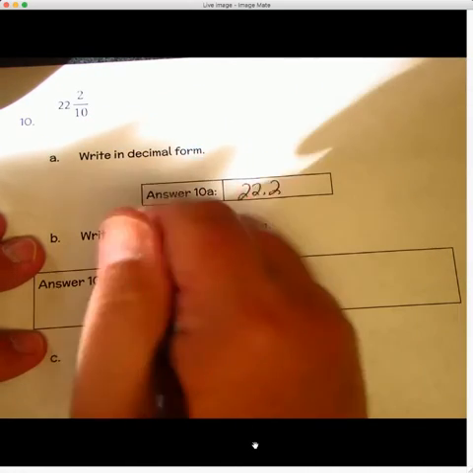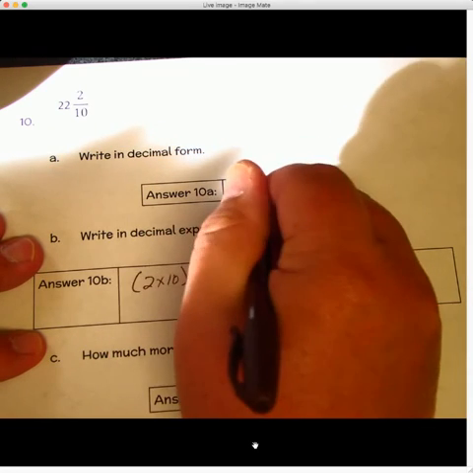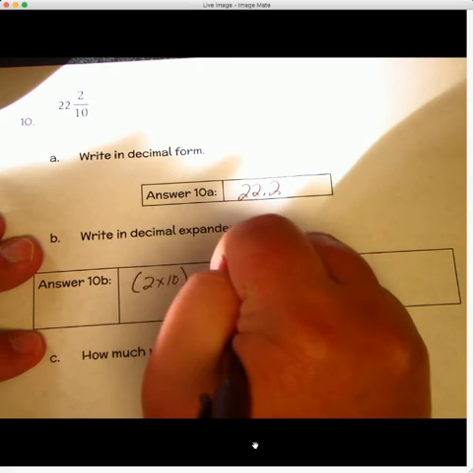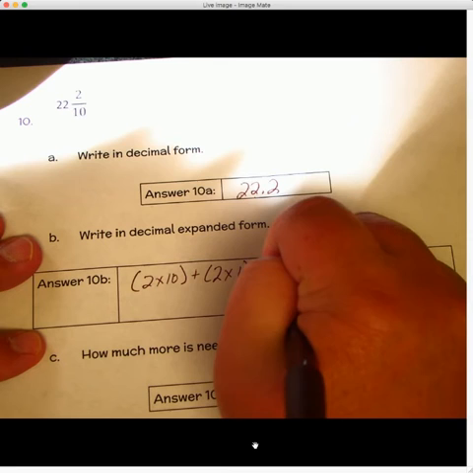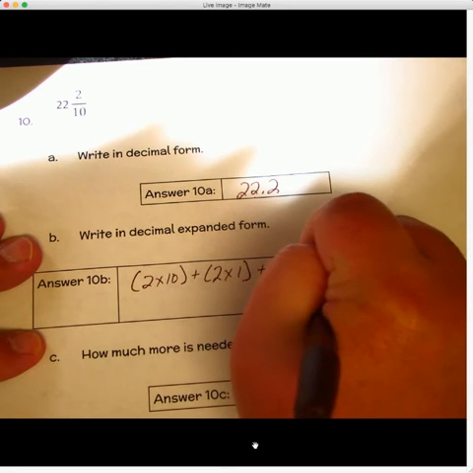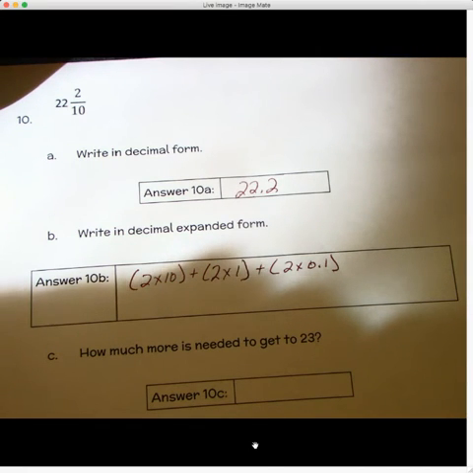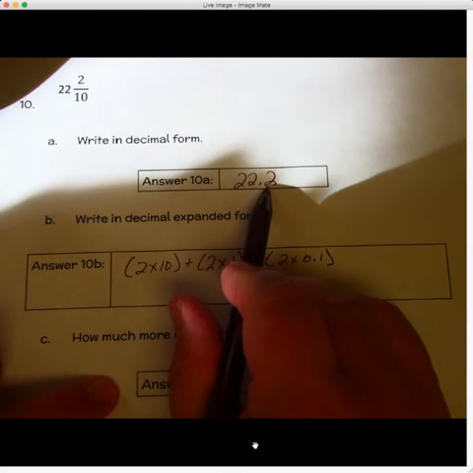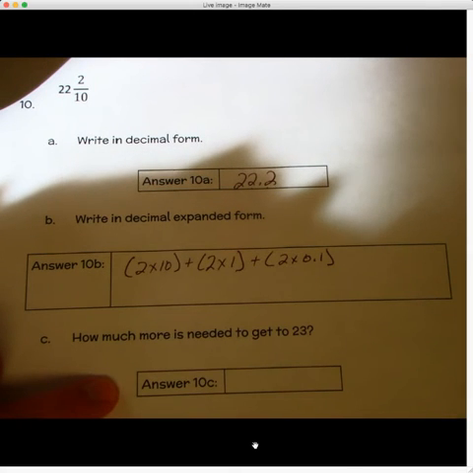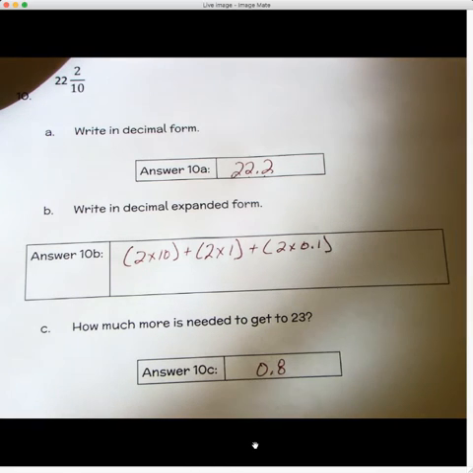Well, we got 2 in the tens place. 2 times 10 plus 2 in the ones place, 2 times 1, plus 2 in the tenths place, 2 times a tenth. It's getting a little bit easier now, isn't it? How much more would we need to get to 23? Well, we've got 2 tenths. To go up 1 more, we would need 8 tenths more. 2 plus 8 would be 10, right? So 8 tenths more to get to the next whole, 23.